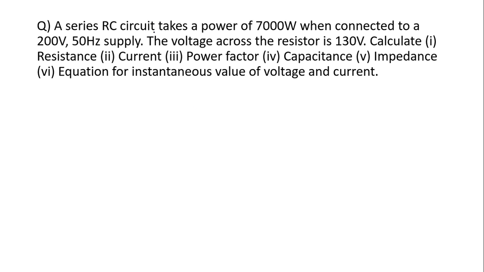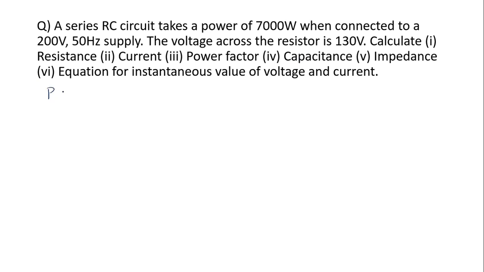A series RC circuit takes a power of 7000 watt when it is connected to a 200 volt, 50 hertz supply. The voltage across the resistor is 130 volt, and you have to find out the resistance, current, power factor, capacitance, impedance, and the equation for instantaneous value of voltage and current. I'll just write down the given data over here.